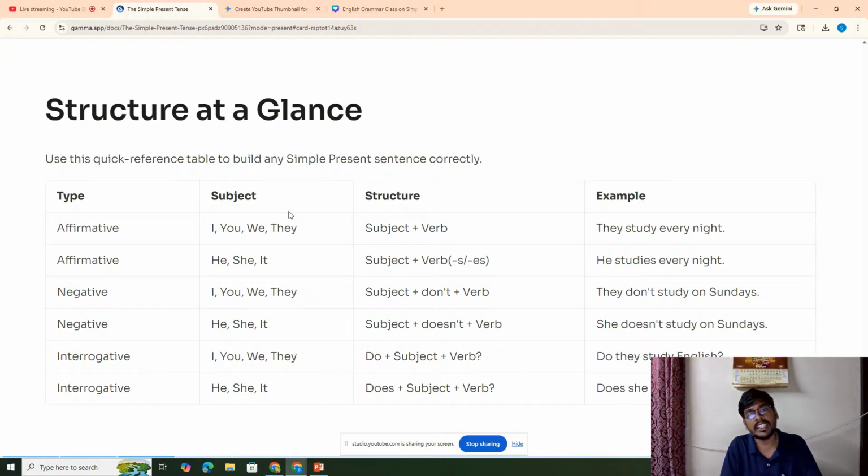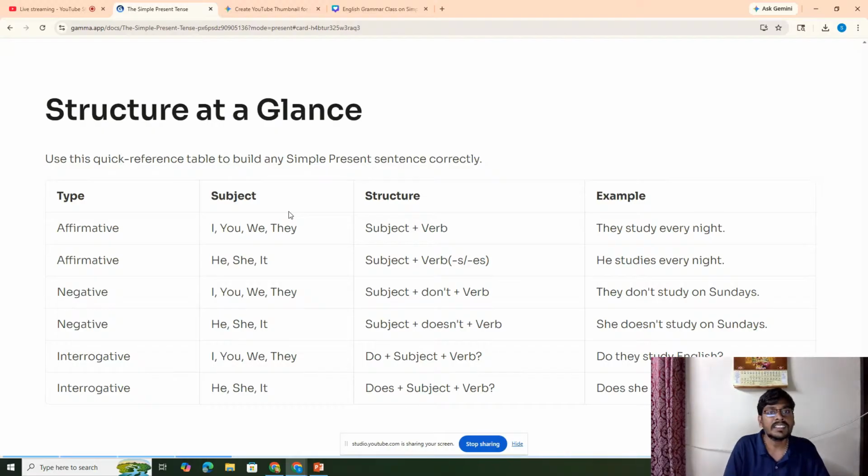And the interrogative sentence: do plus subject plus verb. Do they study English? And if you are using he or she: does she study English? Do she study English is a wrong statement. Does she study English? Does she go to school every day? Does she go to college every day? Does she read books every day? She watches TV every day. Does she watch TV every day? He goes to school every day. Does he go to school every day? So the sentence formation has to be like this if you are using the simple present tense.